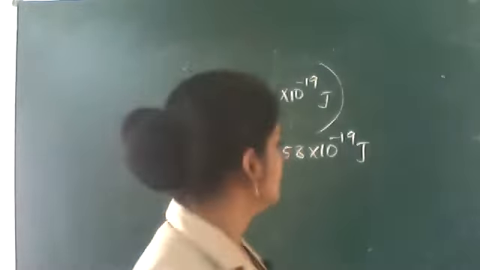Now here delta E is equal to h nu. Nu is equal to c by lambda. So I am going to substitute this, which is equal to h c by lambda, and they have asked that find out the corresponding wavelength. So lambda you have to find out.